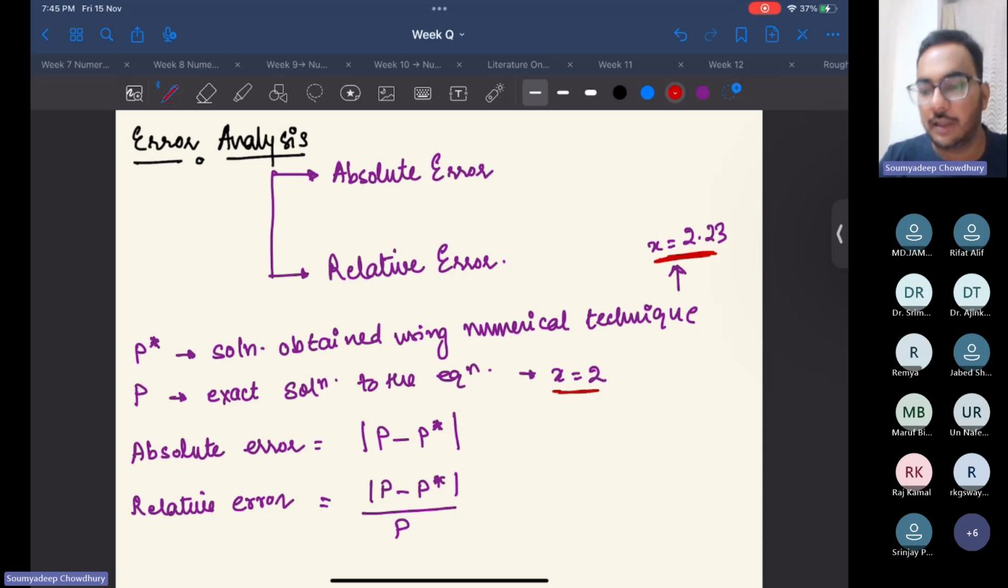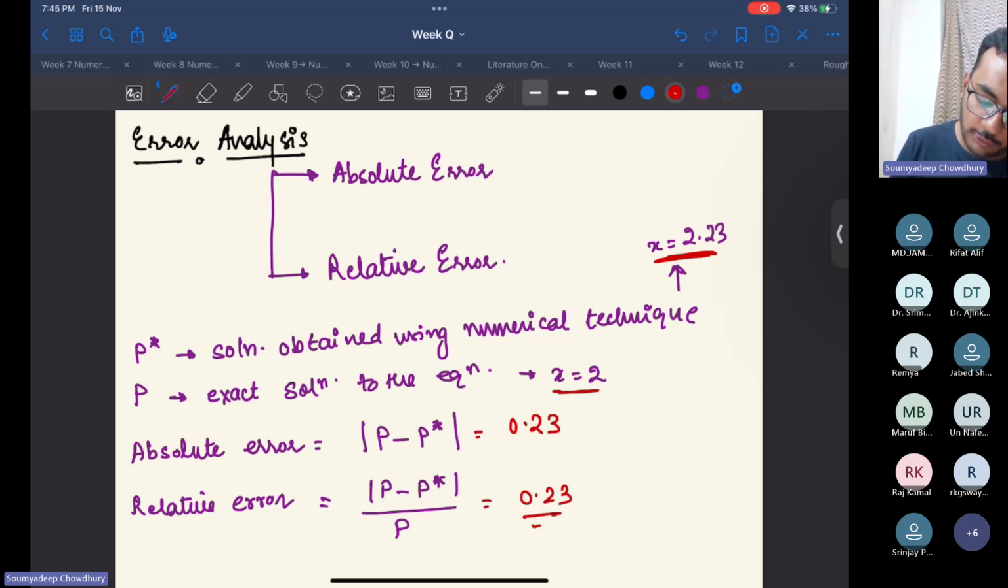So for any numerical technique, this happens. What is your absolute error here? It is 0.23. The relative error, if you calculate, is 0.23 by 2. If you want to express it as a percentage, just multiply by 100%. So it will be around 0.11, right? So it is approximately 11%.